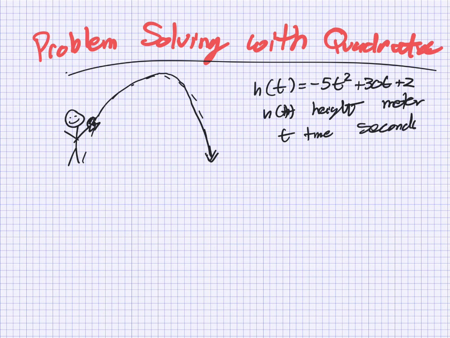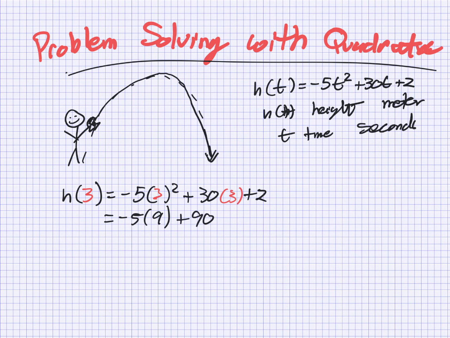After 3 seconds, all we're doing in this equation is plugging in the number 3 instead of t for time. We know what time is already, so we plug it into our equation. We get negative 5 times 3 squared plus 30 times 3 plus 2. 3 squared is giving us 9, and we still have to multiply that by negative 5. 30 times 3 is 90, plus 2. 9 times 5 is negative 45, plus 92. It actually gives us 47 meters.